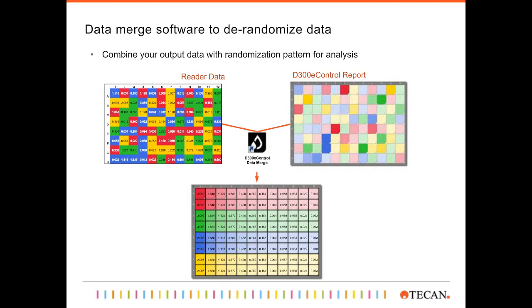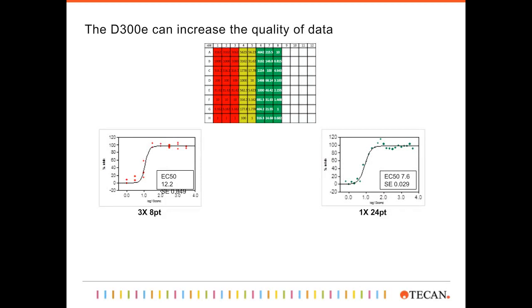Another way you could increase the quality of your data: on the left side, this is how dilution series are often performed, in triplicates of an 8-point dilution curve. You see how the data points are spread out over the curve and what the determined IC50 is. But those 3 times 8 points, these 24 points, you could also spread out all along the concentration series, which would lead to a much nicer result.